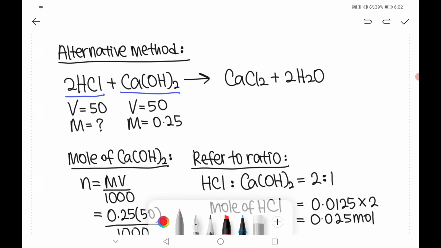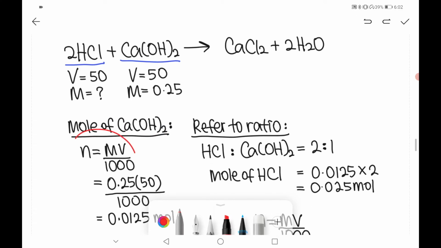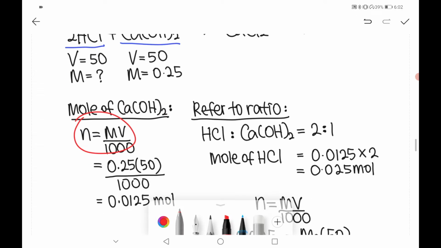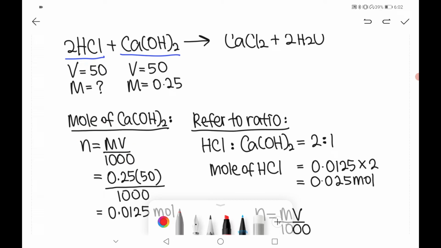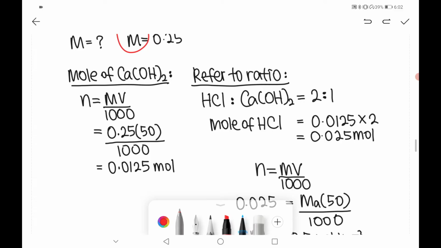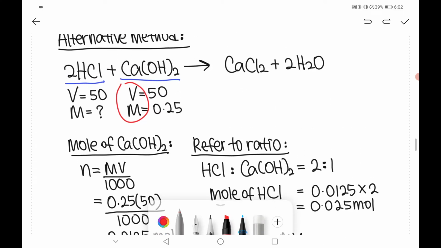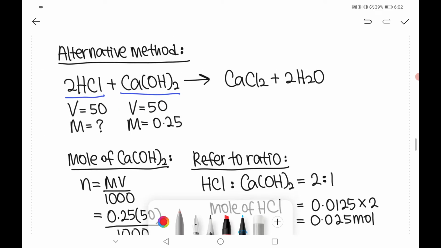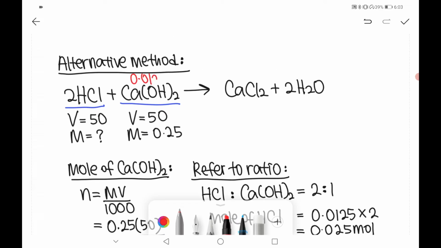We are given volume and molarity for the calcium hydroxide, so we can find the mole for calcium hydroxide. Calcium hydroxide is alkali. Alkali is a solution. To find mole of solution, we use n equal to MV over 1000. Put the M and V into this formula. You will get the mole 0.0125. So this is the mole of your alkali.